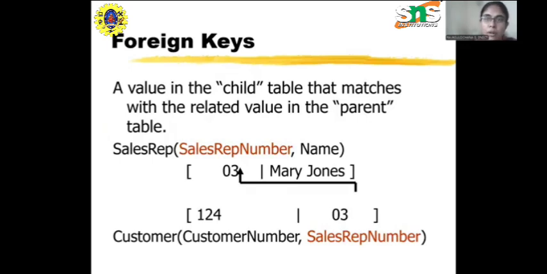If any attribute, or if any value in the child table matches its corresponding value in the parent table, we call that attribute in the child table as foreign key. So here we have two tables or two relations. One is sales representative and other one is customer. Here sales representative number is a primary key of sales representative relation. Whereas the sales representative number in customer relation matches with the data in the sales representative relation. So here in customer relation, sales representative number acts as a foreign key, whereas in case of sales representative relation, the sales representative number acts as primary key.